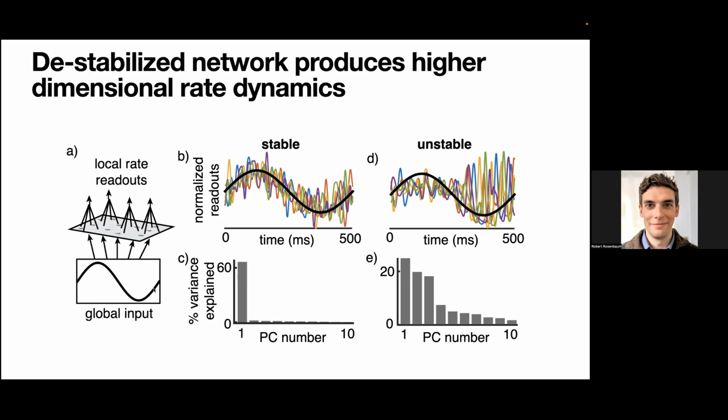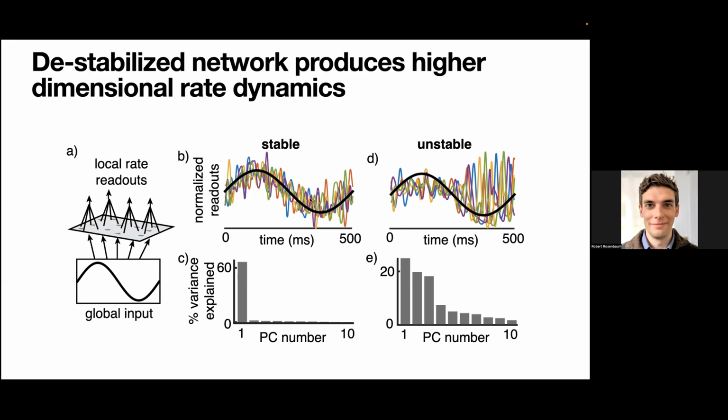So in the stable case, to measure this, we gave a global input to the network, just a sine wave. All neurons receive this sine wave input, pushing the rates up and down. And in the stable case, we read out the rates. We set up a grid of, I think, a 10 by 10 grid of neurons, and averaged the rates of those neurons. And that's what you see.